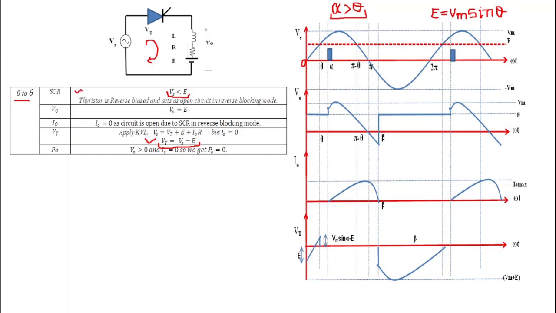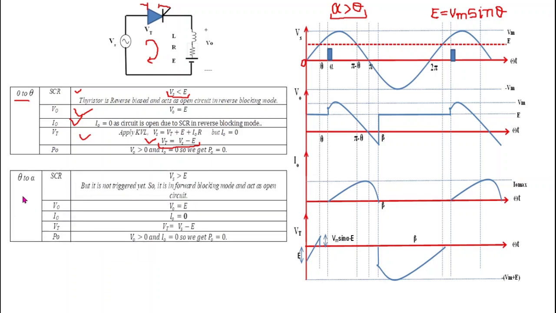So when the thyristor acts as an open circuit, what happens? Then we get no current in the loop, or we can say that output current I0 is equal to 0. When output current I0 is equal to 0, then the drop across the inductance and resistance is equal to 0. That's why we get output voltage V0 equal to EMF E. Now what is output power P0? P0 is simply equal to V0 into I0. We know that I0 is equal to 0. That's why we get output power equal to 0.